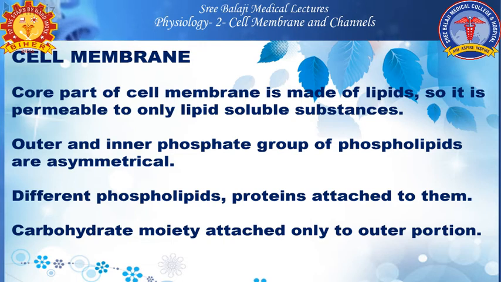You have seen the phospholipids. Though the outer portion and inner portion of the phospholipid look similar, it is asymmetrical in nature because the lipids that make up the two portions are different. That is, the outer portion and inner portion of the phosphate group are made up of different phospholipids. Then the protein that is attached to the phospholipid also varies. Apart from that, the carbohydrate moiety is attached only to the outer portion of the phospholipid, not to the inner portion. All this makes the phospholipid bilayer asymmetrical in nature.